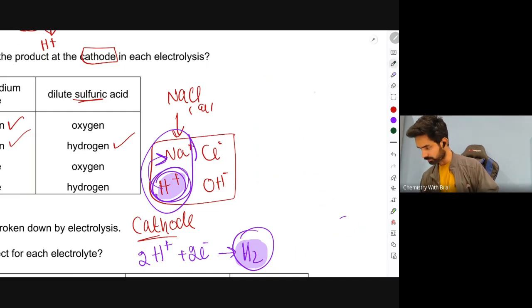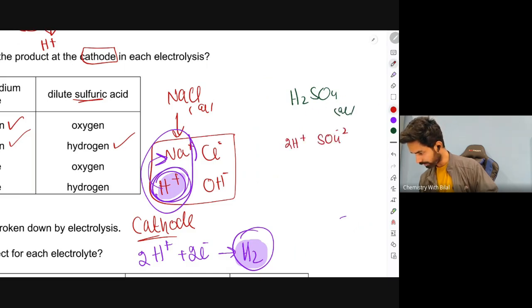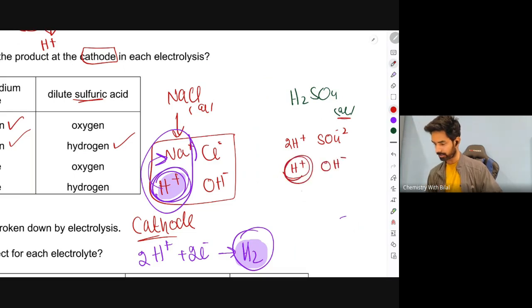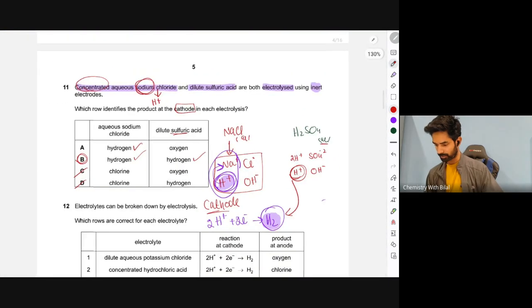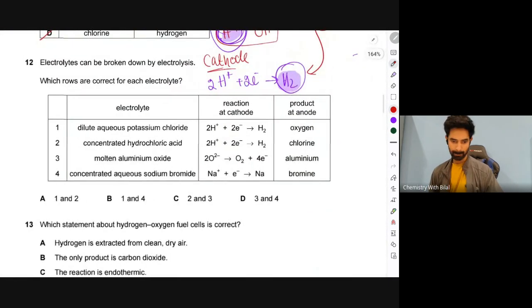In dilute sulfuric acid, what ions do you have? You have 2 hydrogen ions, you have sulfate ions, and since it is aqueous you have H plus and OH negative ions. At the cathode you have hydrogen, so whatever the case, hydrogen will go, so you'll get the same equation. So hydrogen at both equations. Make sense everyone? Correct.